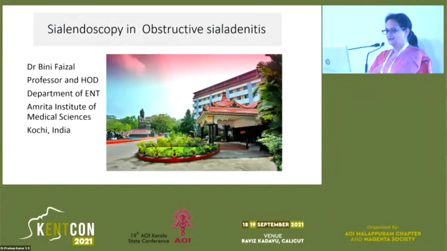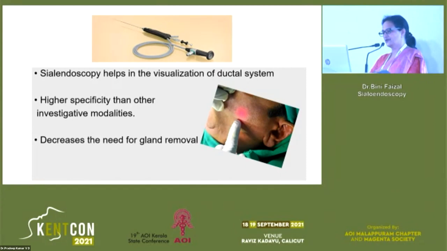So my topic for today is sialendoscopy. Actually, it is quite vast, so I have tried to restrict myself to obstructive sialadenitis. As you know, sialendoscopy is useful basically for ductal pathologies, and there is nothing like seeing it, so it is the most specific investigation. For the past 10 years, I've done almost 600 sialendoscopies, and many salivary glands could be saved because of that.